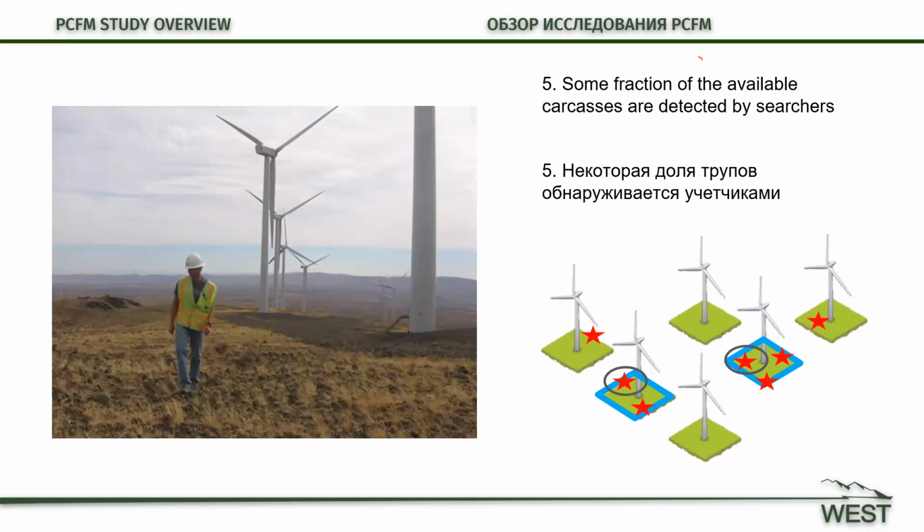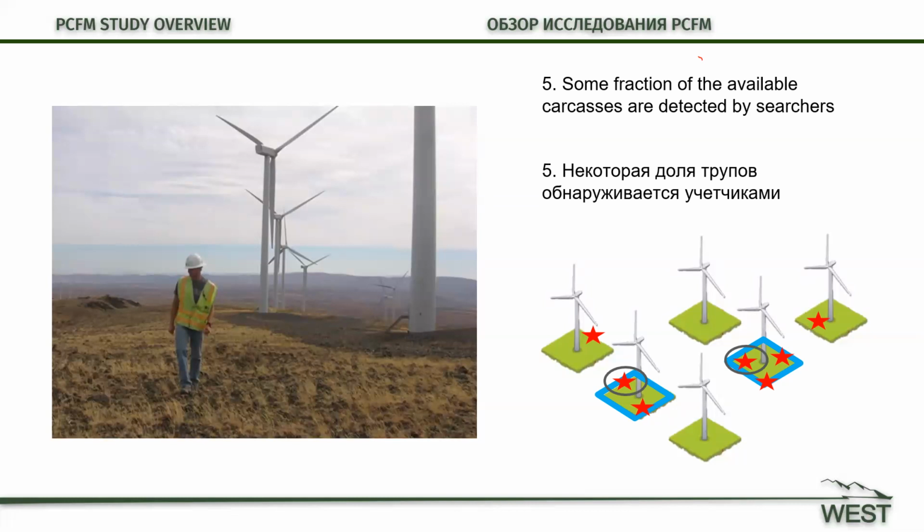Finally, some fraction of the carcasses that survive until our searcher makes it out into the field will simply be missed. These carcasses are often small, they're cryptic, they blend into the landscape, and we don't expect our searchers to see all of them. That's illustrated on the right here with some carcasses being circled. These are the ones that our searcher has found. The others they didn't find. And what we'll do is use, again, experimental data to estimate the efficiency of that searcher, so that we can correct for the carcasses that searcher might miss.